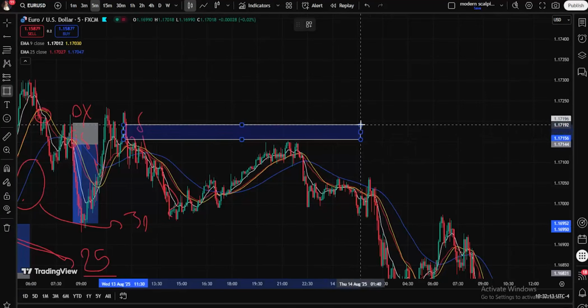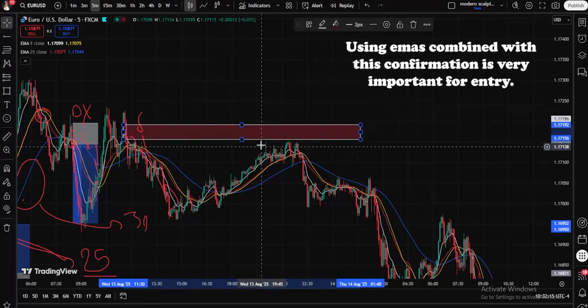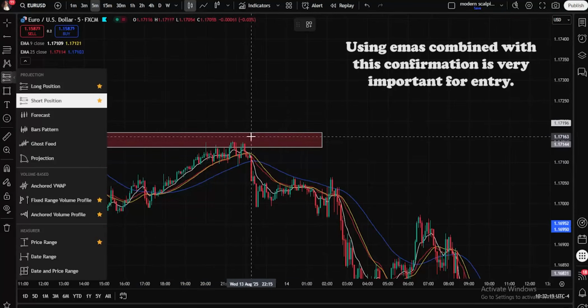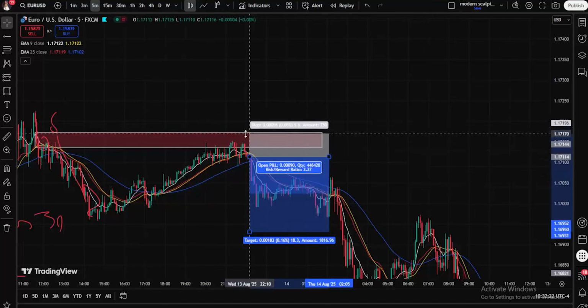Instead of relying on 1 or 2 averages, using multiple EMAs puts more filters on the signals and increases the accuracy of the strategy.